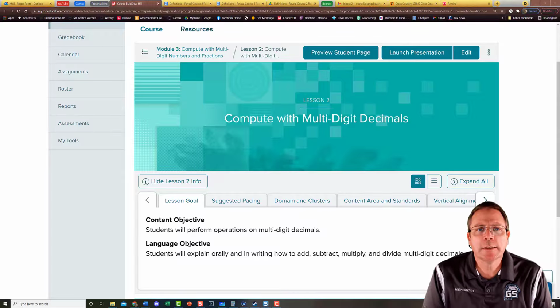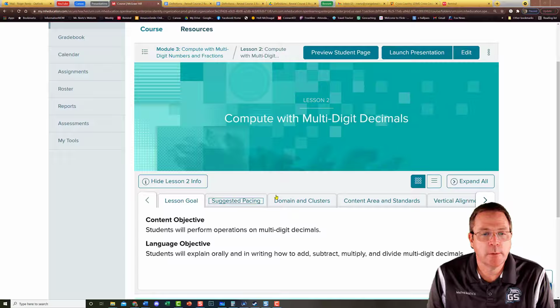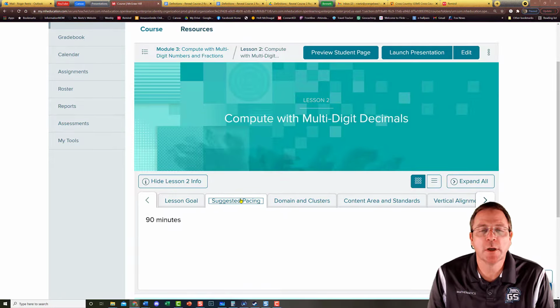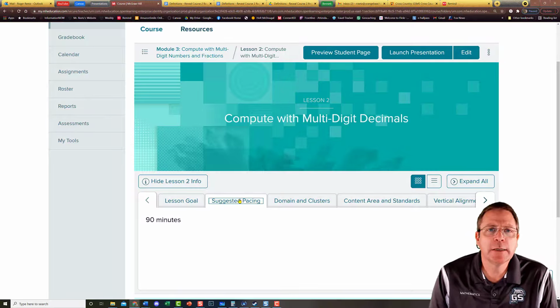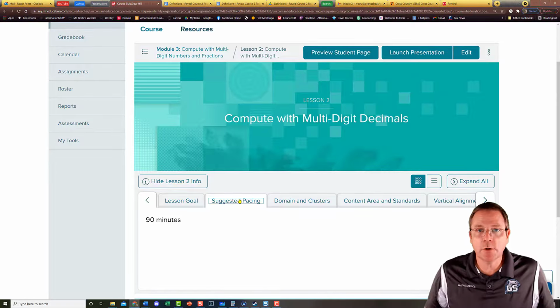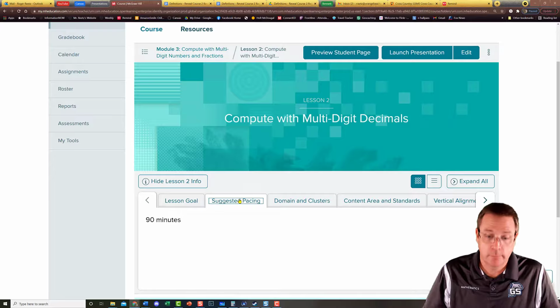Chapter 3, Section 2 is computing with multi-digit decimals. The objective is students will perform operations with multi-digit decimals. I'm thinking we're probably going to add, subtract, multiply, and divide, but that's just a guess. We'll see where it takes us. The pacing guide says that this is going to be a 2-day lesson, so let's hurry up and get started because we have a lot to cover.